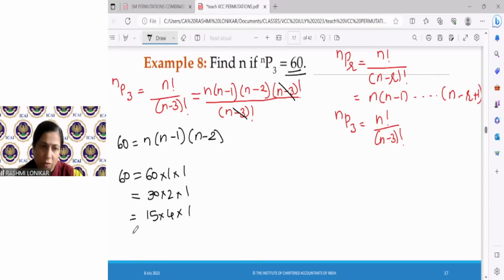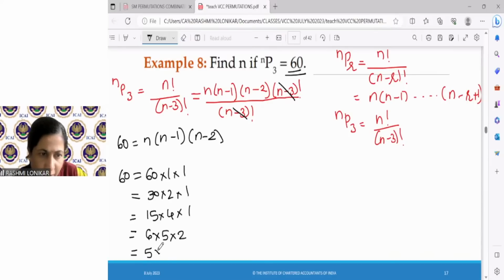So I can also write this 60 as 6 into 5, that is 30, into 2. 30 into 2 is 60. But I will not get still the answer. So what I have to do is, I'm quite near.